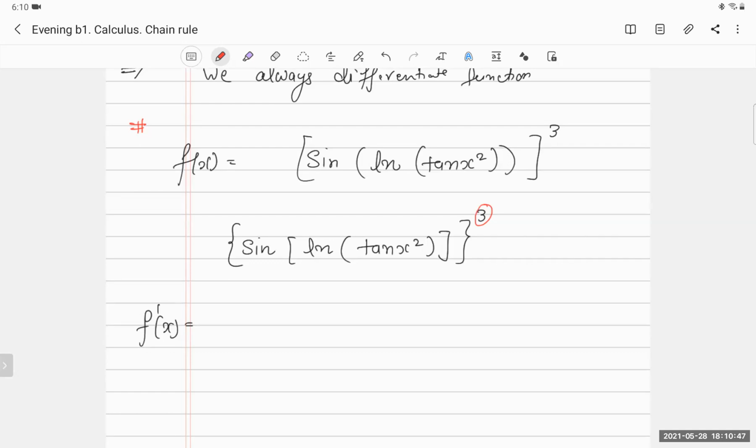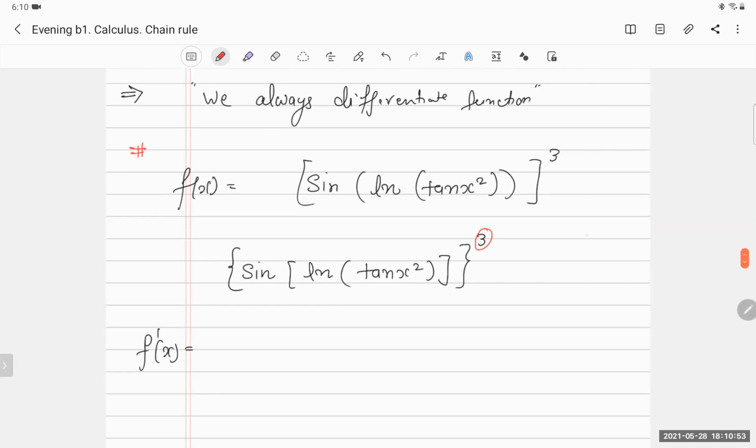3 times that something squared. If I have the function x cube, what is its derivative? 3x to the power 2. So 3 times whatever is inside, what is inside? sin of ln of tan x square, squared, right? Now the cube is gone. Okay, remove it. Whenever you solve the question, solve like this.